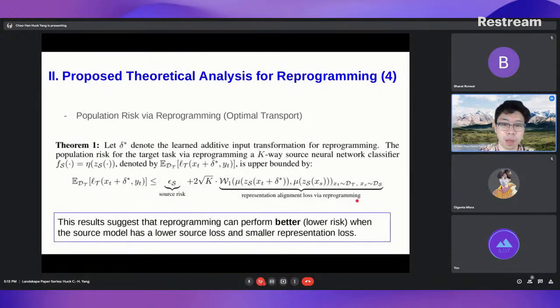We can find that the reprogrammed model performs better, meaning a lower risk, when the source model has a lower source risk and a small representation loss, which means the source model has better prediction power. Meanwhile, the alignment process also needs to go well. In this work, we use the Wasserstein distance to measure the distribution in the latent space, to show that our theory works well as a candidate explanation for reprogramming.